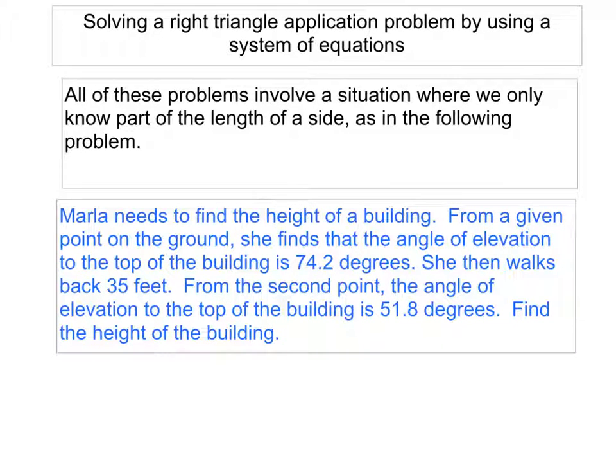These problems involve a system of equations involving two triangles, one inside of another, in which we don't really know anything about the exact lengths of any of the three sides. We only know the portion of one of the sides. So this problem is a good example of how we will deal with that situation.